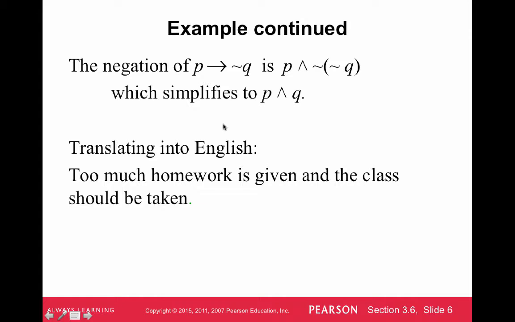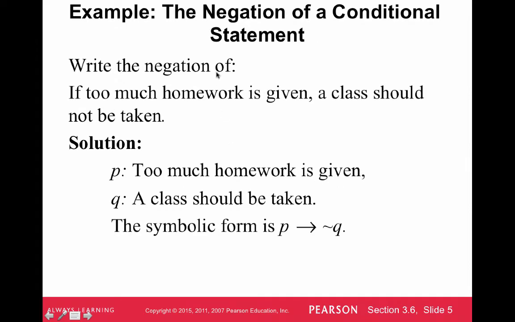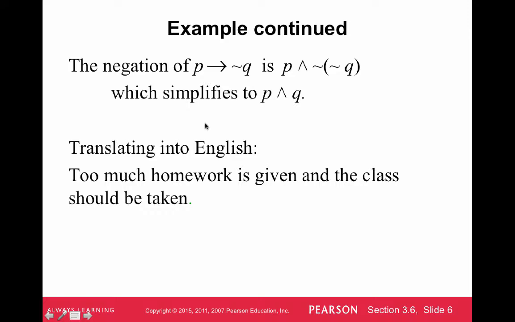So translating into English, too much homework is given and the class should be taken is the negation of if too much homework is given, a class should not be taken. So remember, this is the negation of if too much homework is given, then a class should not be taken. So the negation is too much homework is given and the class should be taken.